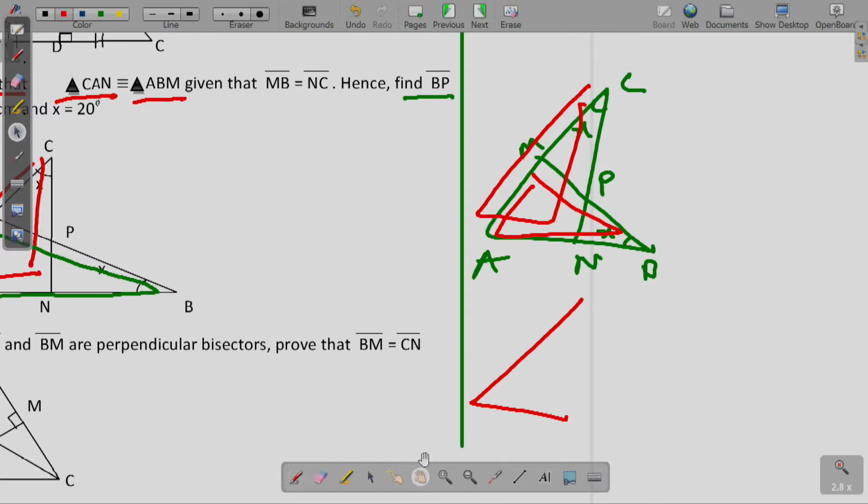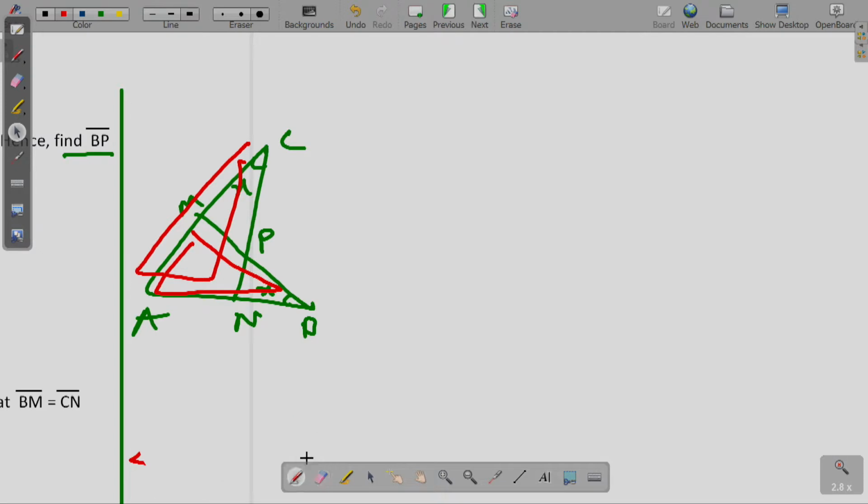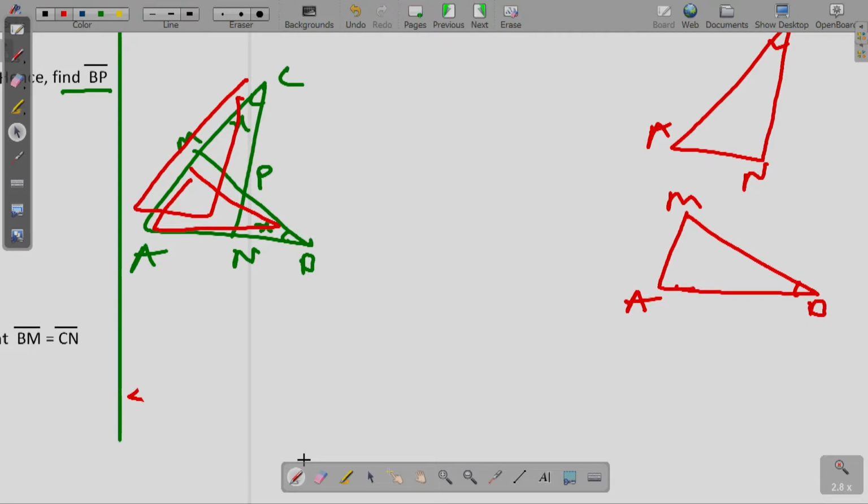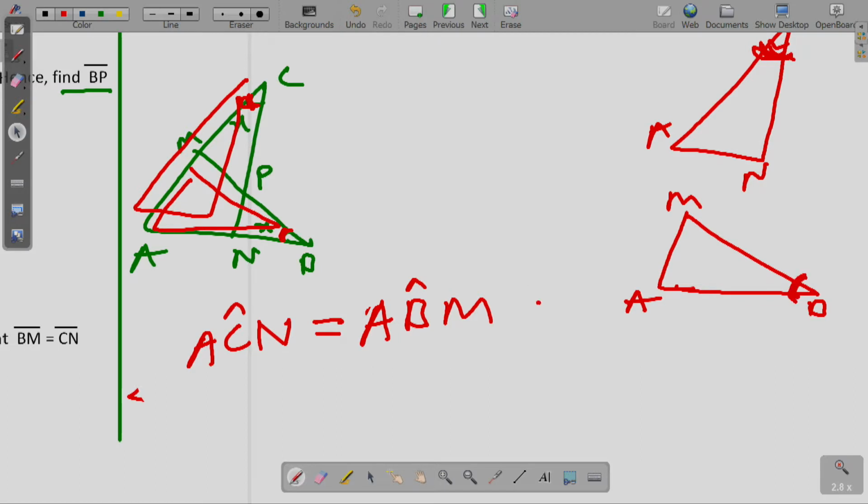If we draw a rough sketch, we have this triangle A, C, N, and also we have this triangle A, B, M. So from these two triangles, we see that angle ACN, this angle, and here this one, is equal to angle ABM. This angle is equal to this angle. From here, this one is equal to this one. This is given.